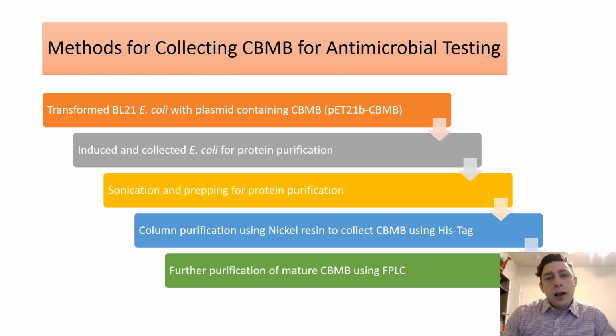For my project, I want to continue to characterize CBMB. I did this by performing two tests, a growth curve analysis and a disk diffusion test. To get to these tests, I followed the following steps. I transformed BL21 E. coli with the plasmid containing CBMB, our vector being a pET21b. I then followed an induction protocol. From there, I collected the cell pellet, sonicated to lyse cells, and purified using a nickel resin column, using the His tag that was added by our vector. I further purified by FPLC to collect just a small active portion of CBMB.